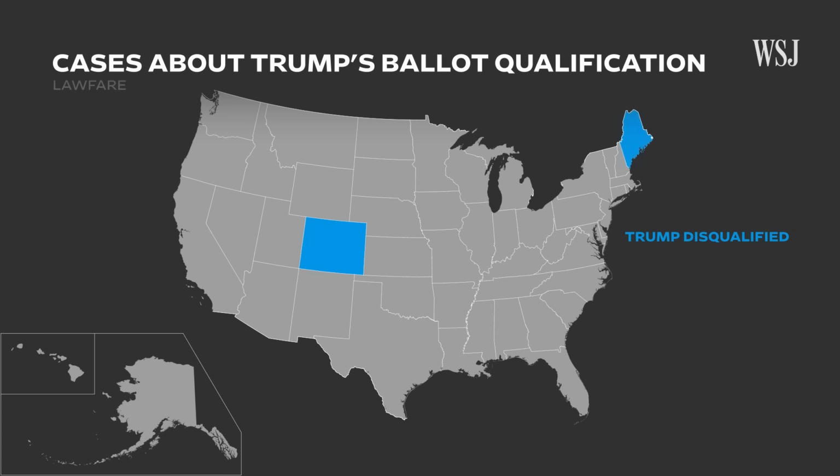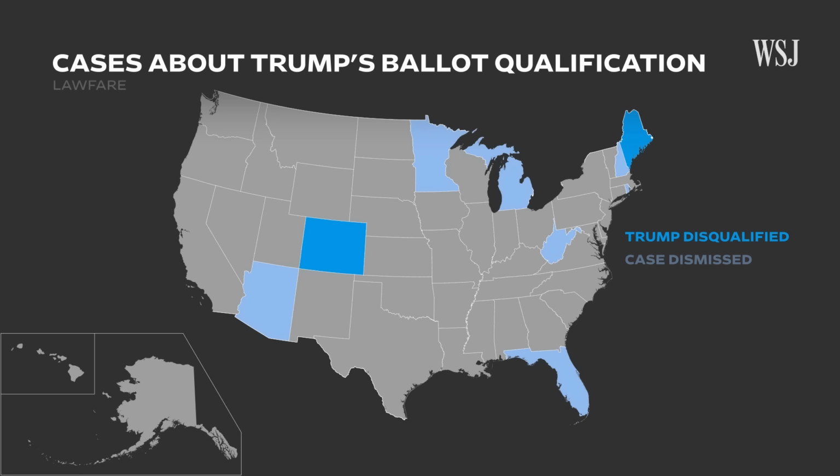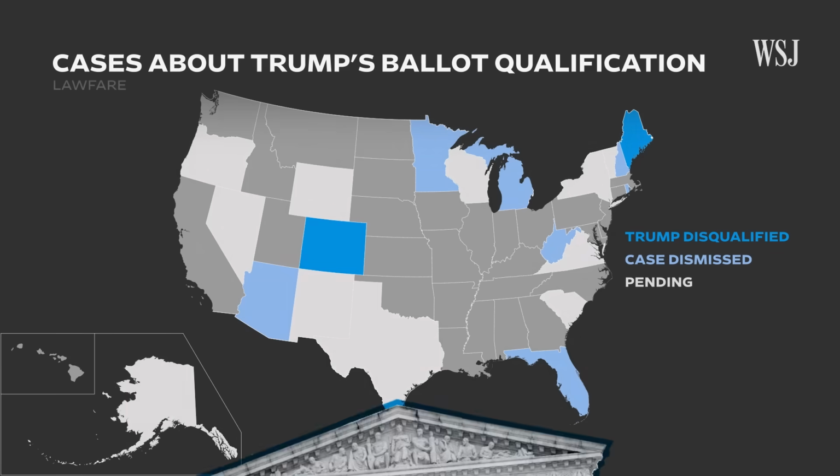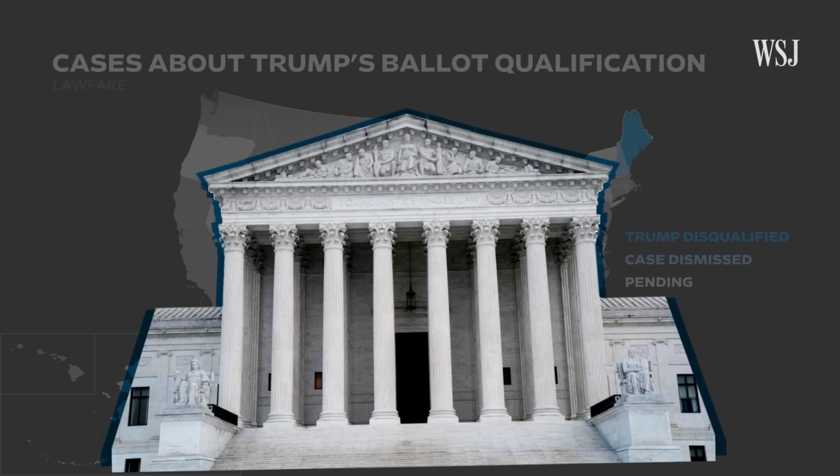Colorado and Maine have ruled that Donald Trump does not qualify for the ballot because of his involvement in January 6th, while these states have either dismissed similar cases or still have them pending. Now, Trump has asked the Supreme Court to weigh in.